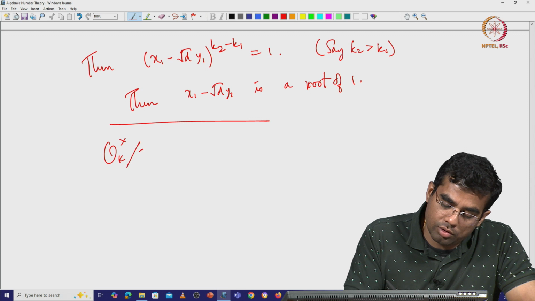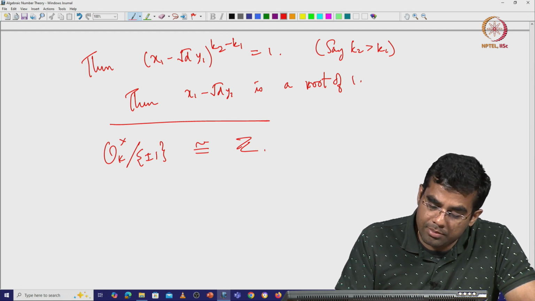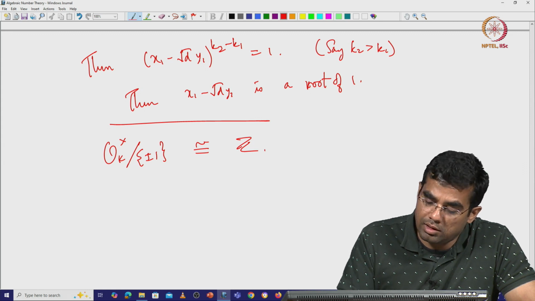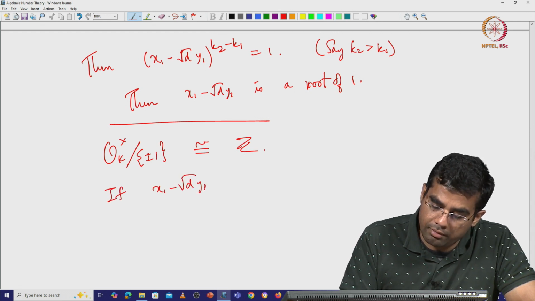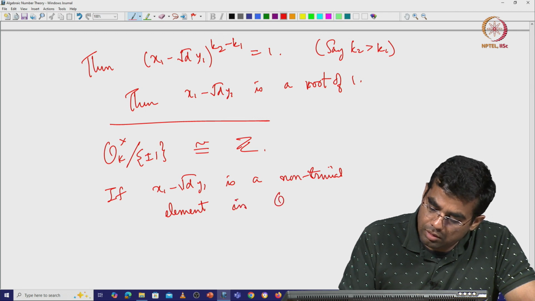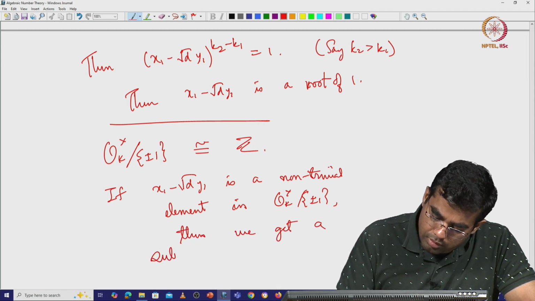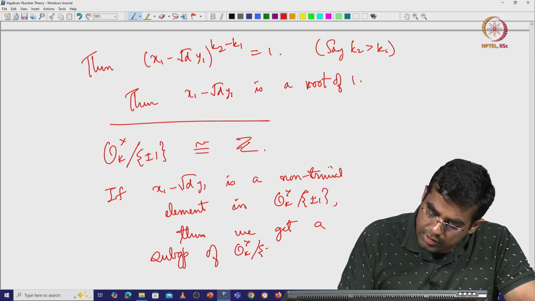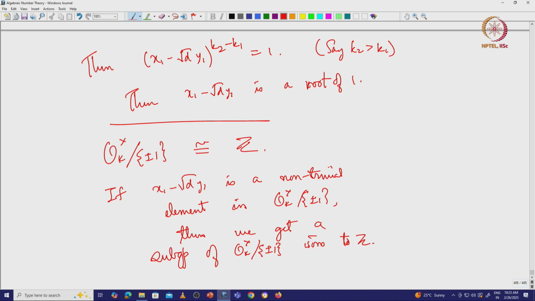So, O_K cross modulo plus minus 1 is isomorphic to Z, right. There is a generator of this. All I am saying is that if you take some non-trivial element in here, it generates a non-trivial subgroup of Z, right. So, if x1 minus square root of d y1 is a non-trivial element in O_K cross modulo plus minus 1, then we get a subgroup of O_K cross modulo plus minus 1 isomorphic to Z. Okay. So, we get a subgroup of this. We need not get the whole thing. We would like to find everything. We would like to get a non-trivial element that generates the whole group Z, right.